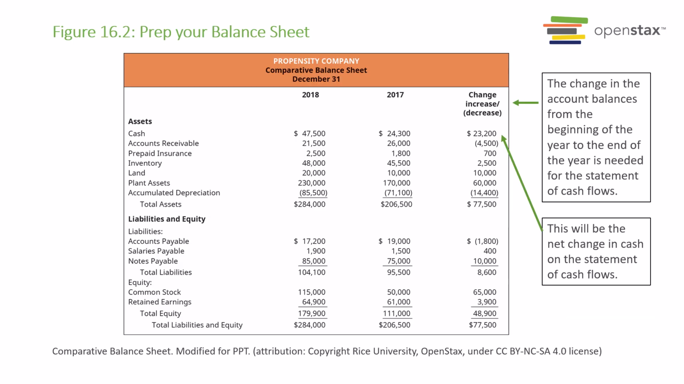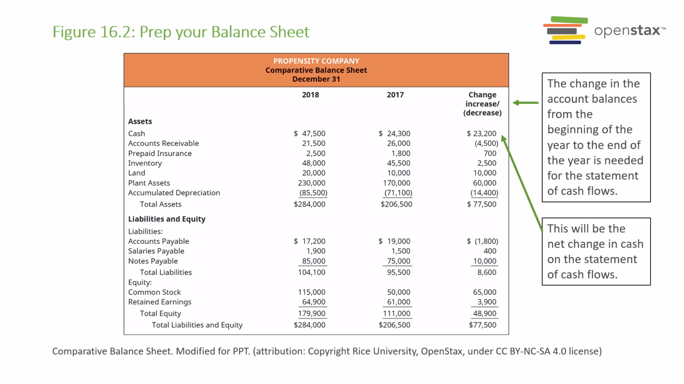Before we can actually create a statement of cash flows, we need to prep our balance sheet. And so here we have Propensity Company's comparative balance sheet. There are 2 time periods, 2017 and 2018. So we have the full year's balance sheet for those 2 years.